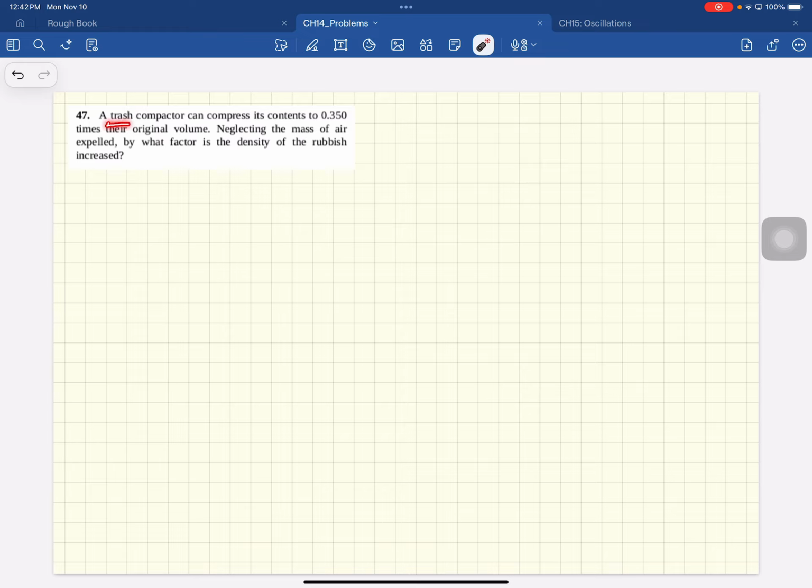Okay, this problem says a trash compactor can compress its contents to 0.35 times its original volume. So neglecting the mass of air expelled, by what factor is the density of rubbish increased? So a lot of trash is compacted. Why do we do that? Because it occupies less volume and there's less volume dumped into a landfill.